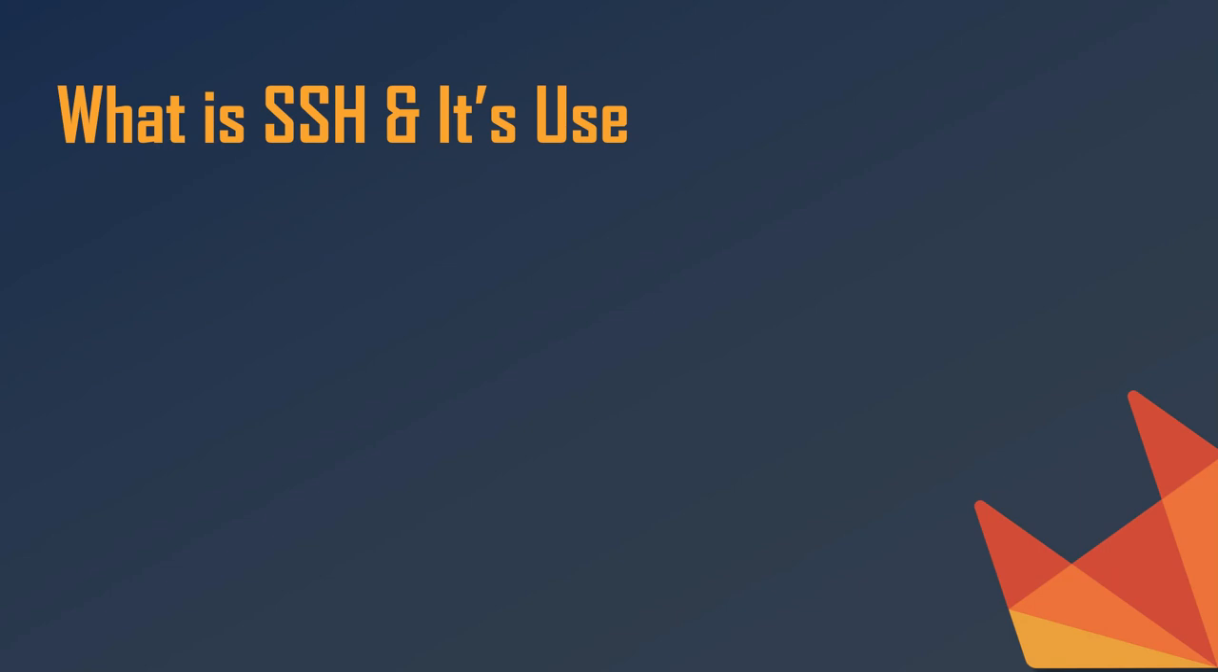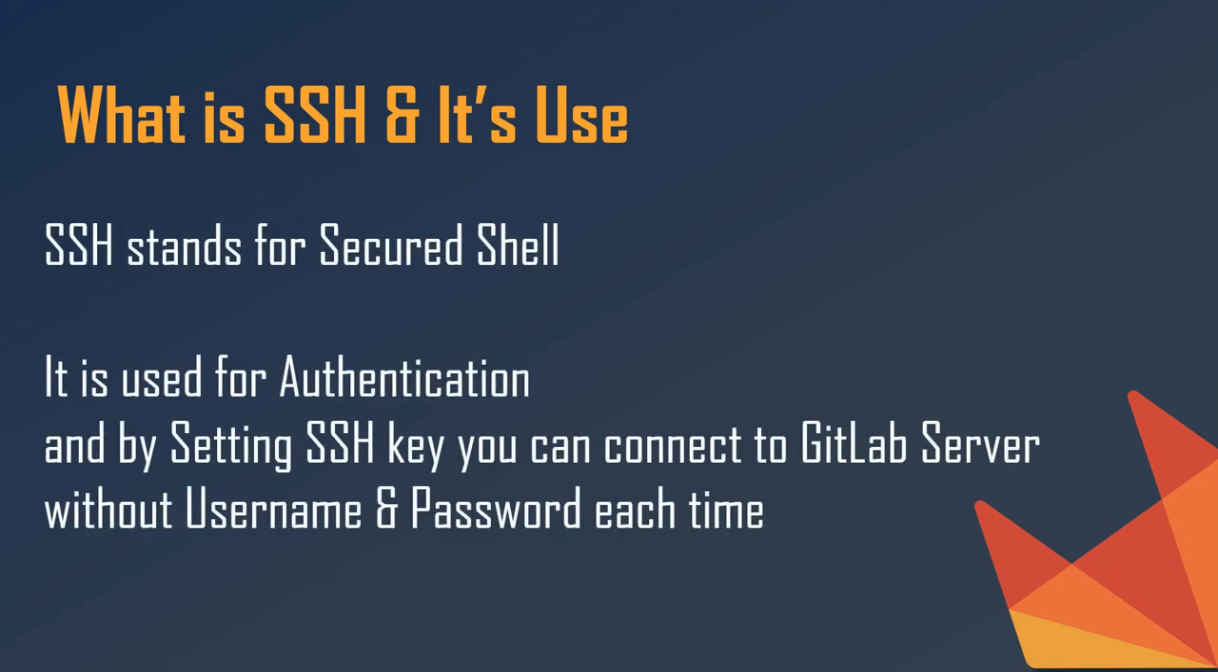So let's get started. Here, SSH stands for Secure Shell. And what is the use? This is used for authentication, and by setting an SSH key, you can connect to the GitLab server without using a username and password each time. So once you set your SSH key, you can skip using a username and password each time to connect to your GitLab server. So let's see what we have to do here.